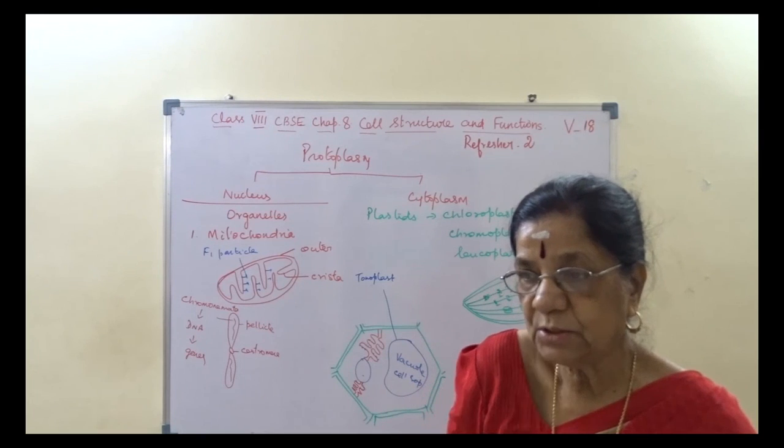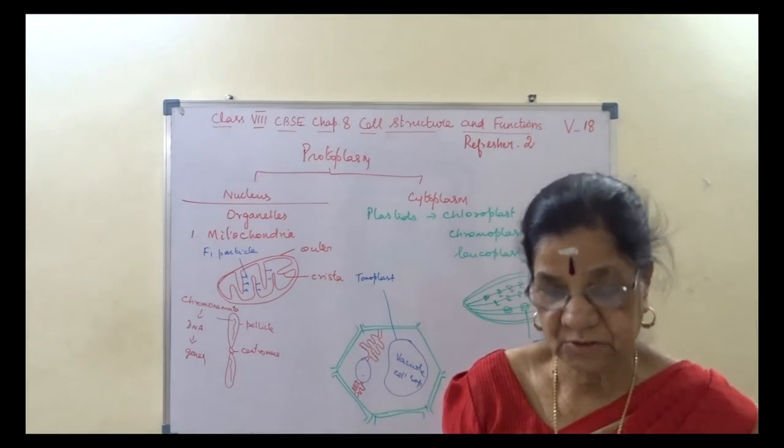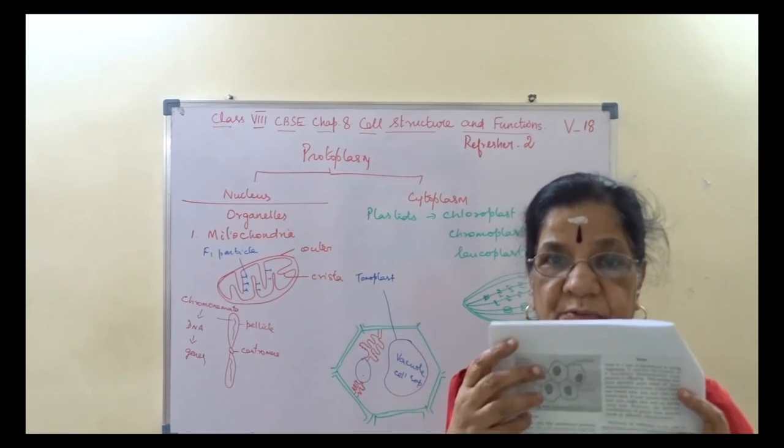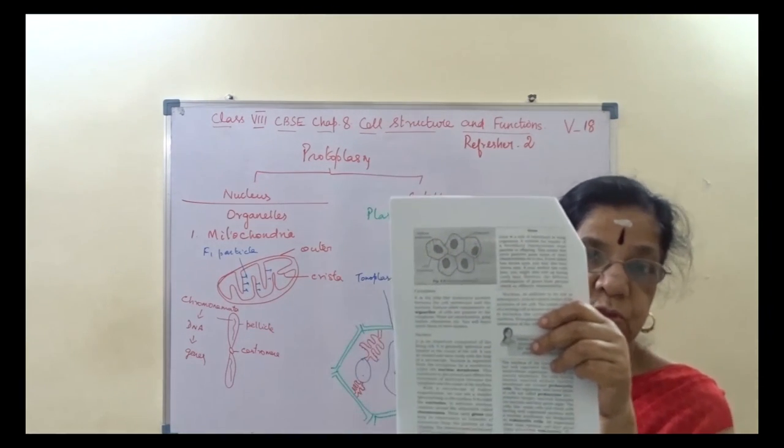Presence of vacuole in animal cell, you can draw this diagram as a human cheek cell. This diagram you have to draw.